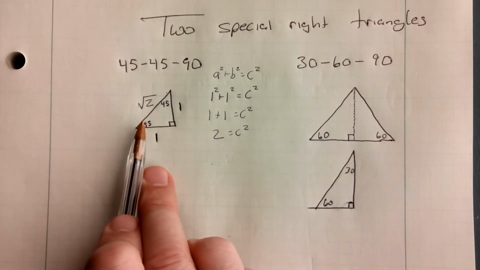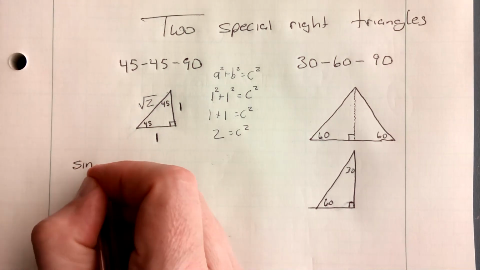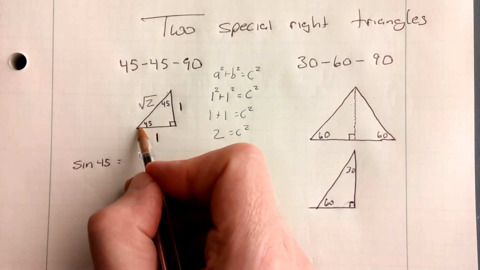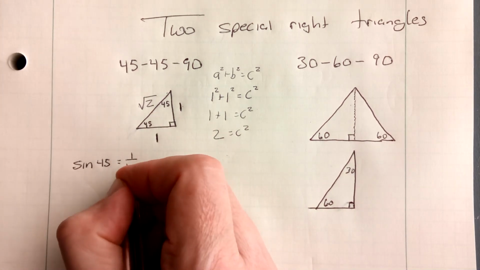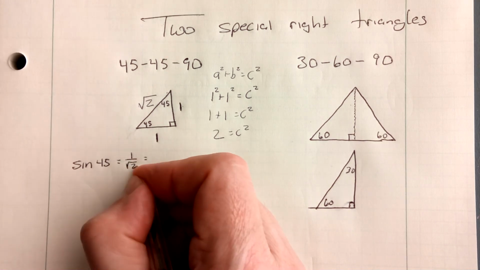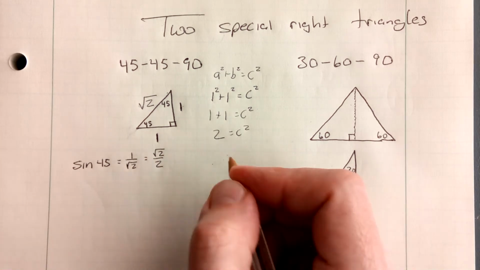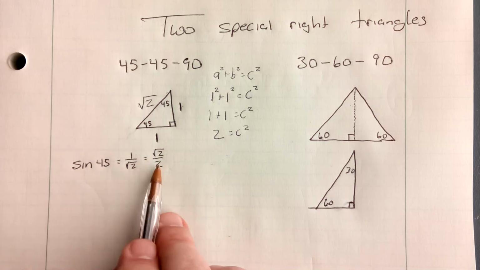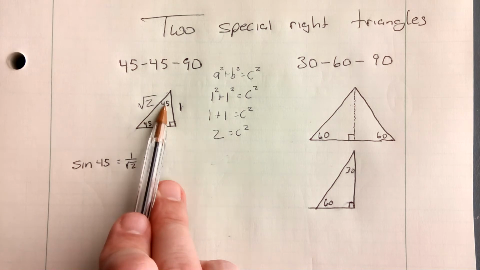Now what that allows me to do is find the sine of a 45-degree angle. The sine of a 45-degree angle, which is opposite over hypotenuse, is going to be 1 over the square root of 2, but I rationalize the denominator by multiplying top and bottom by the square root of 2, and I get the square root of 2 over 2. So the sine of 45 is always going to be the square root of 2 over 2, regardless of the size of the triangle, as long as it's a 45-45 right triangle.